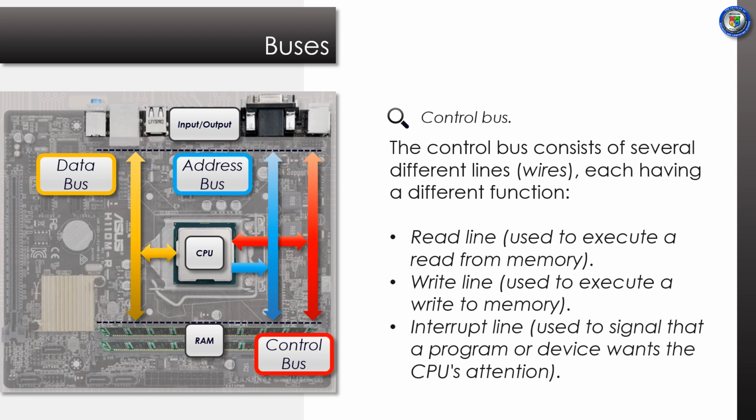Each of these three buses work together. Data is placed on the data bus. The address bus has the address of the memory location placed on it. And then the control bus will execute one of its series of lines.